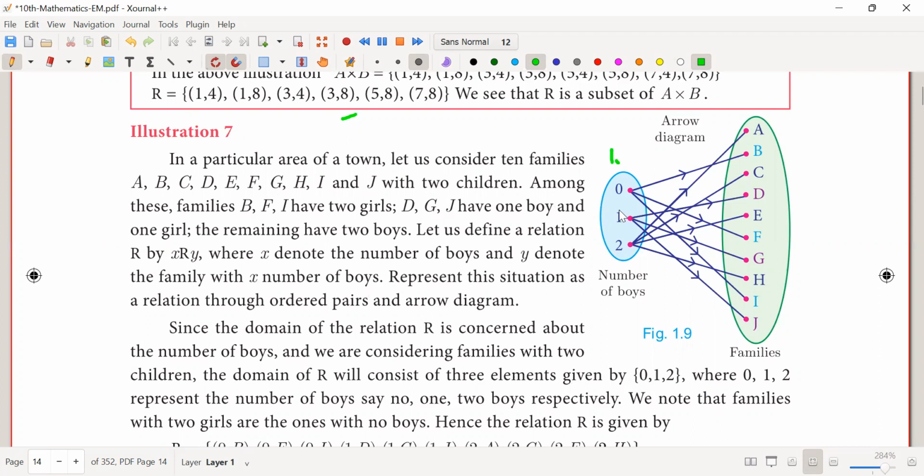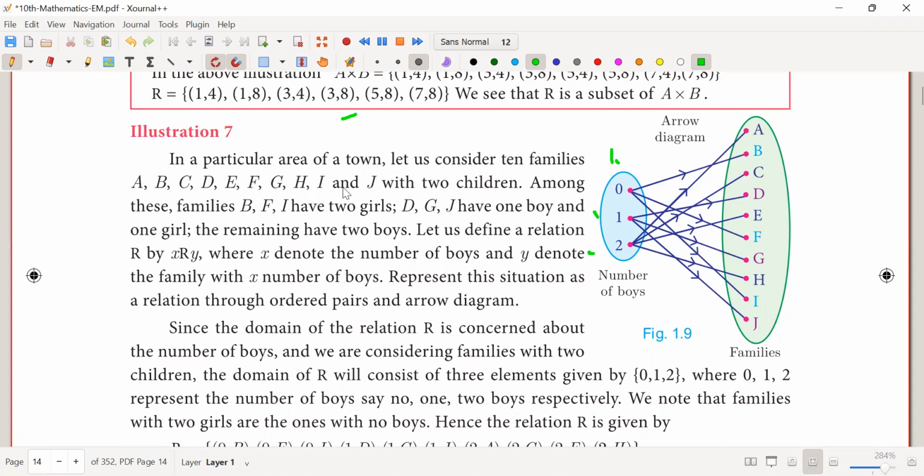If there is 1 boy and 1 girl, there is only 1 boy, like our family. All right, 1 girl. Then 2 boys, no girls. So we have to define each and every one. See here, among these families, B, F, and I have 2 girls. That is 0 boys. B, F, I.